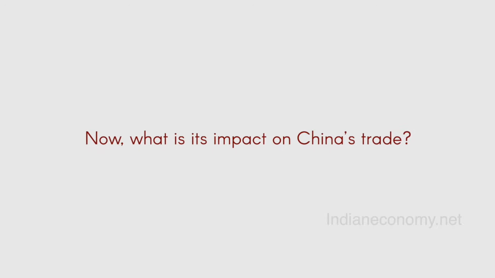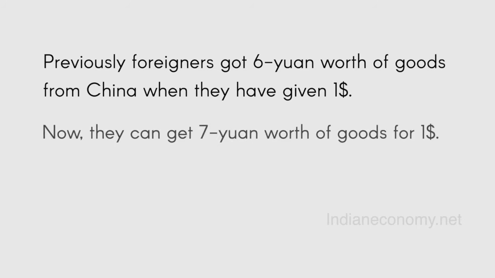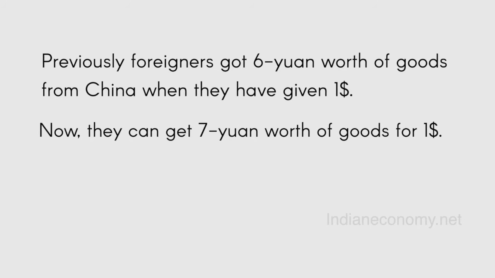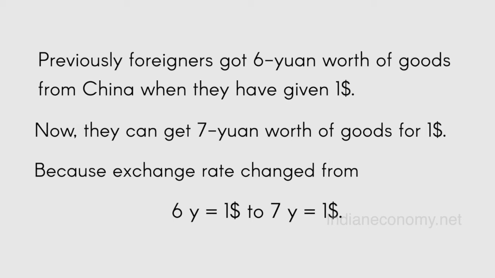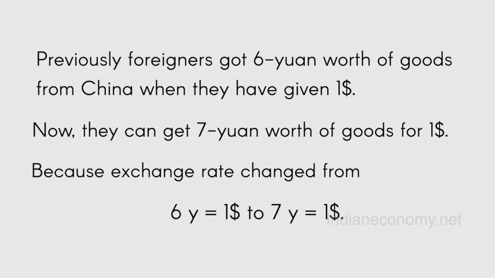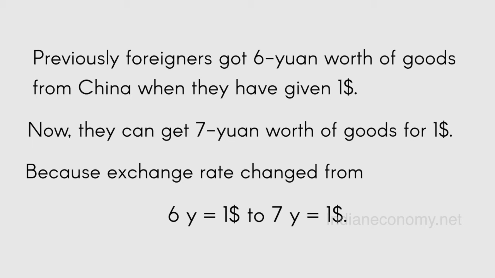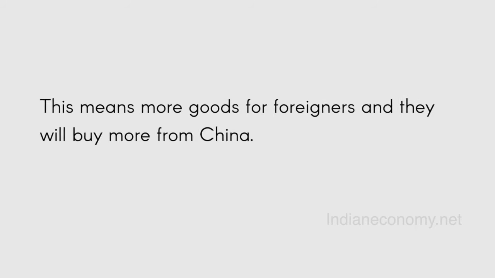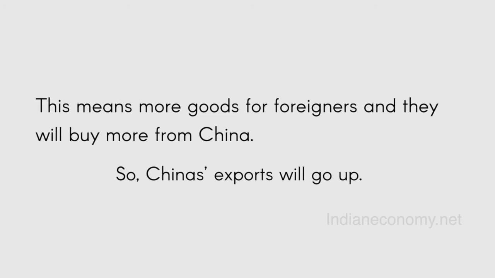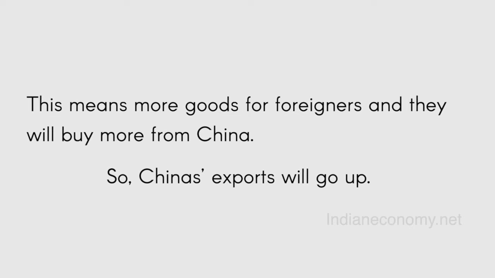And now, what is its impact on China's trade? Previously, foreigners got 6 yuan worth of goods from China when they gave $1. Now they can get 7 yuan worth of goods for $1, because the exchange rate of yuan changed from 6 yuan equal to $1 to 7 yuan equal to $1. Understand? This means more goods for foreigners and they will buy more from China. So China's export will go up. This is the implication of depreciation on the export front for Chinese yuan.